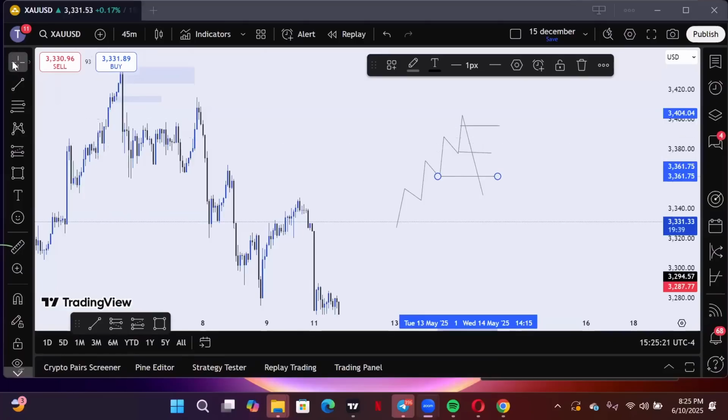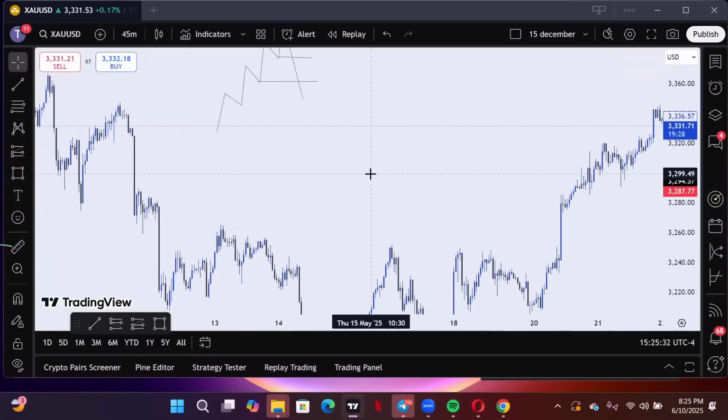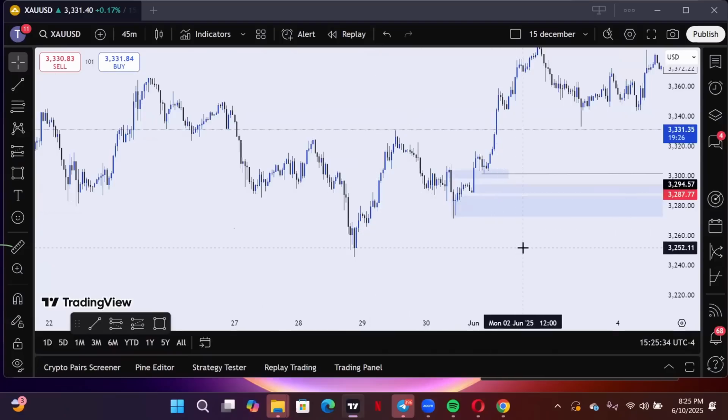Now that is the first rule. You make sure that there's a market structure shift or a double breakout structure. That is the first rule in picking a point of interest.